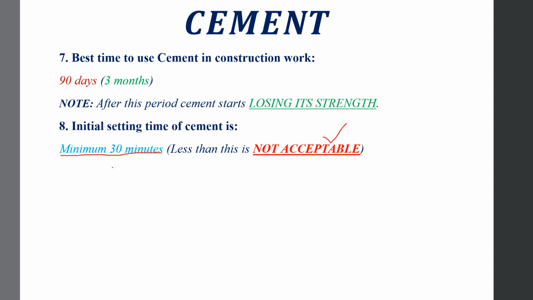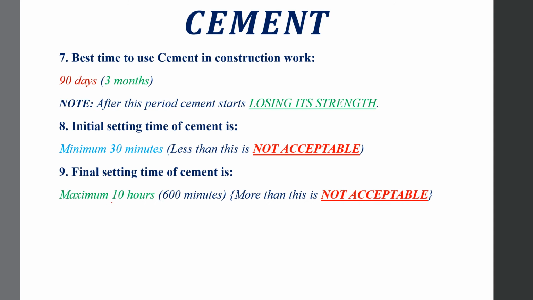It means if you have a cement sample which gives an initial setting time of 28 minutes, then you will reject this cement as a civil engineer. Your requirement is a minimum of 30 minutes as initial setting time. The next property is the final setting time of the cement. The final setting time of the cement is maximum 10 hours. It means that 600 minutes is the maximum time for the final setting time of cement.